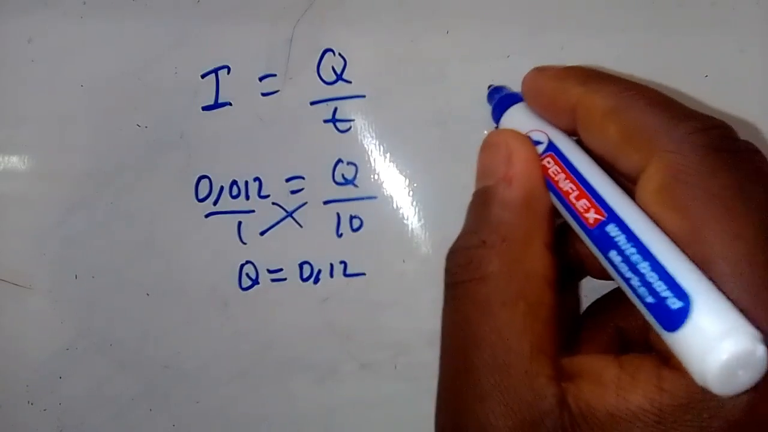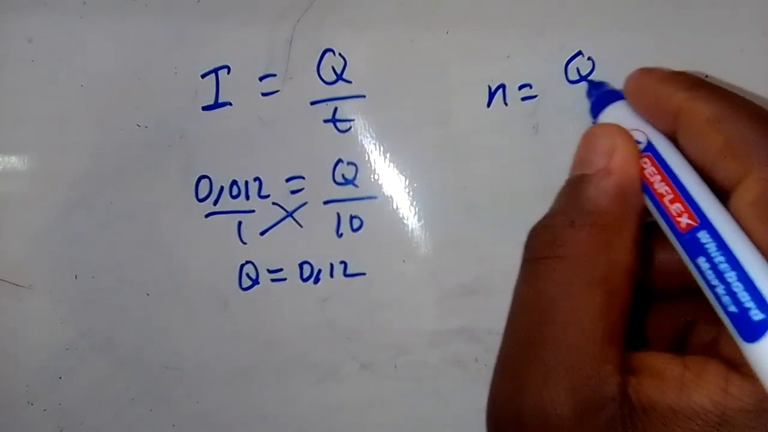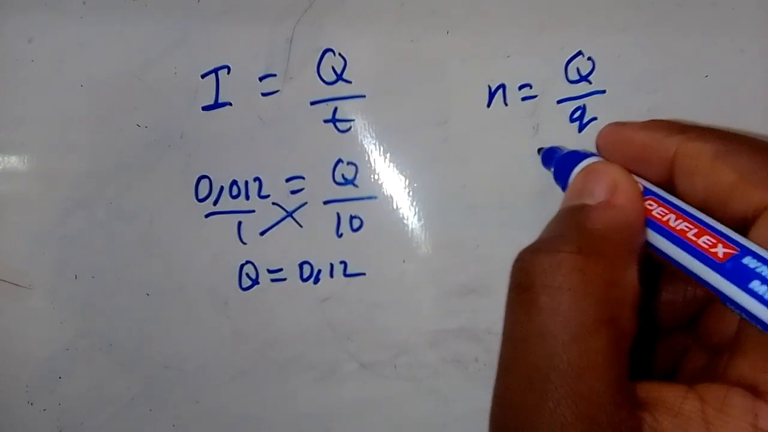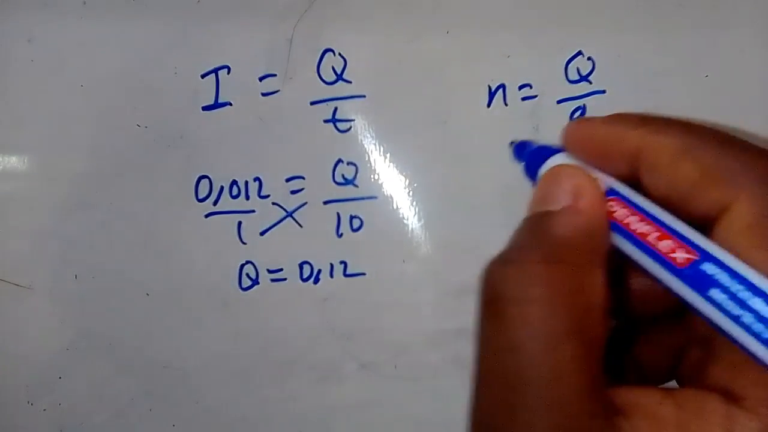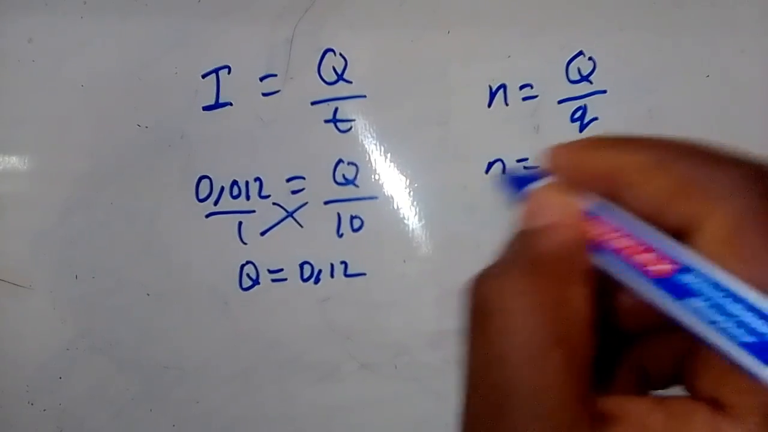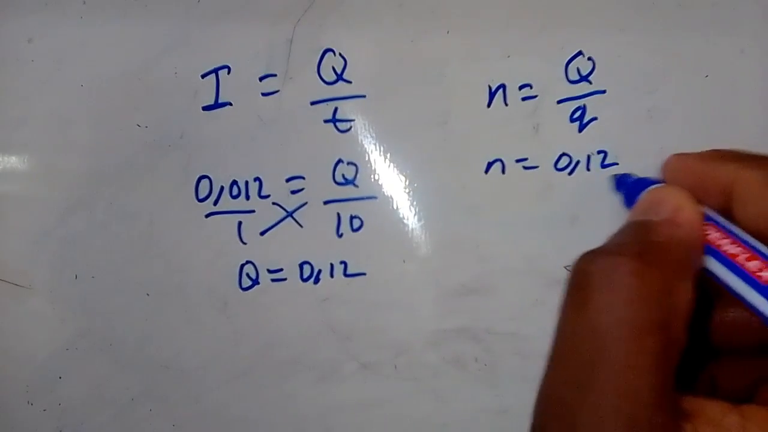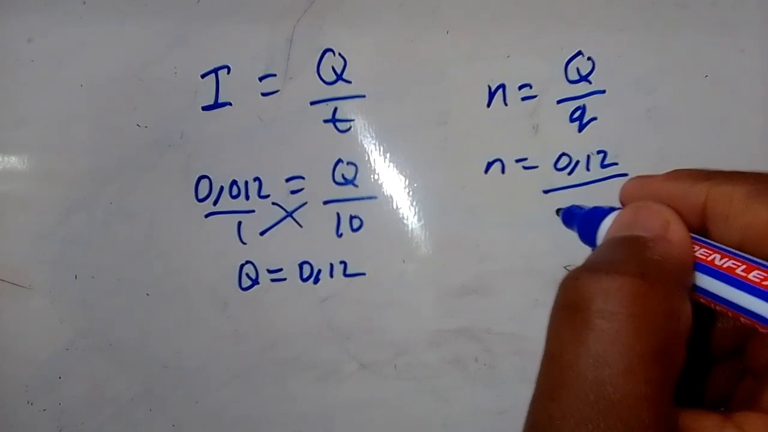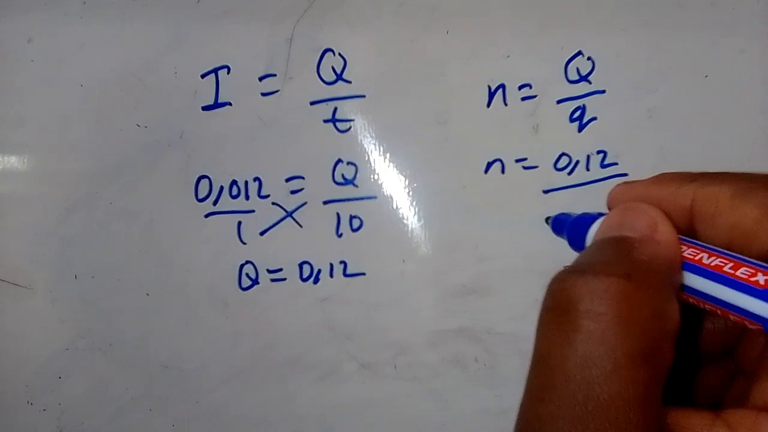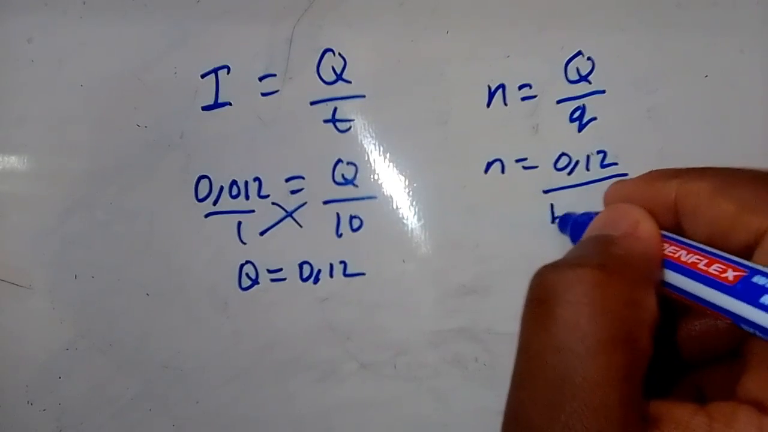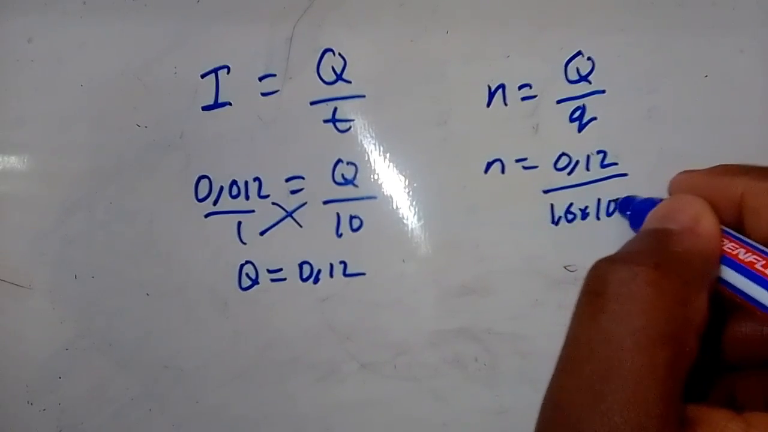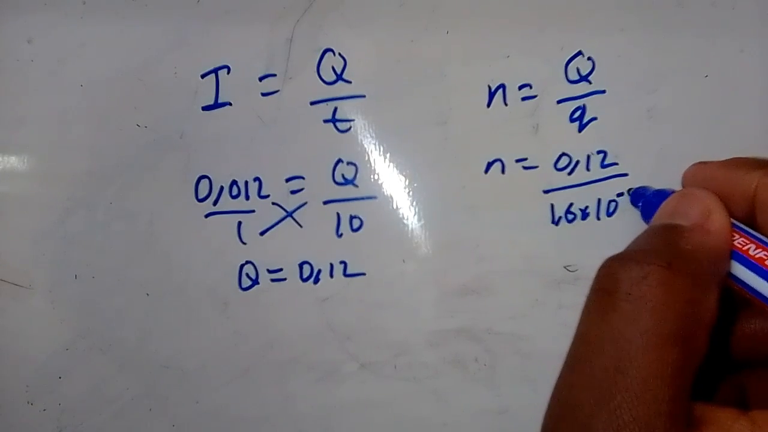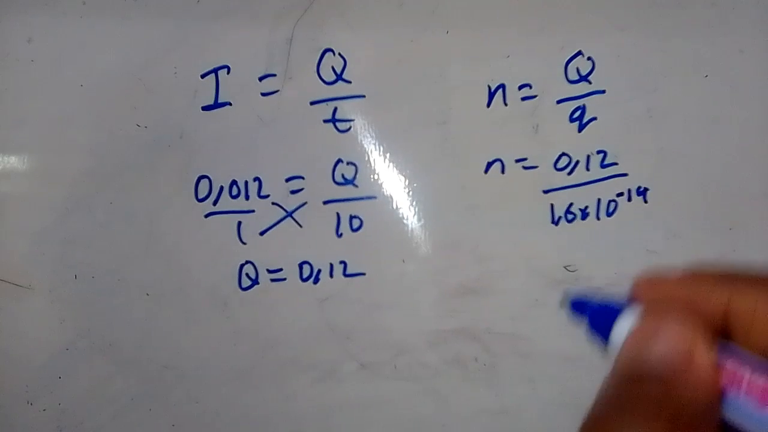Now that we found the charge, we know that the number of electrons is equal to Q over the charge of each electron, right? This is in the formula sheet. So the number of electrons is equal to 0.12 over the charge of each electron. In the formula sheet, the charge of each electron, I think it's 1.6 times 10 to the power of negative 19. All right, so let me just confirm that.